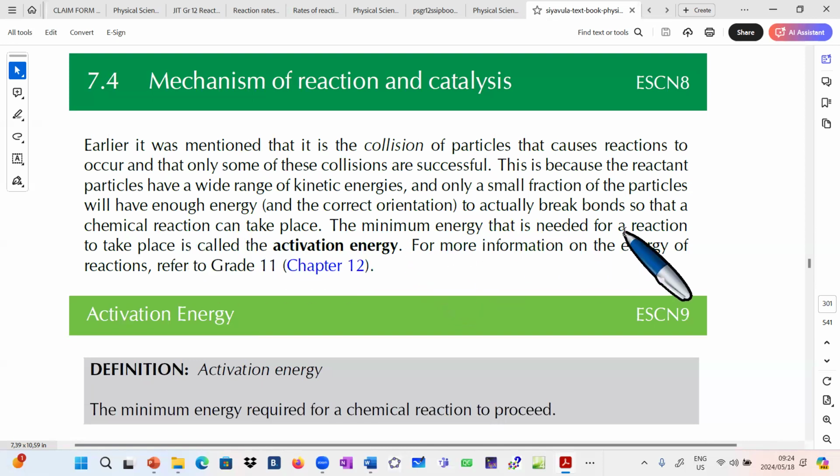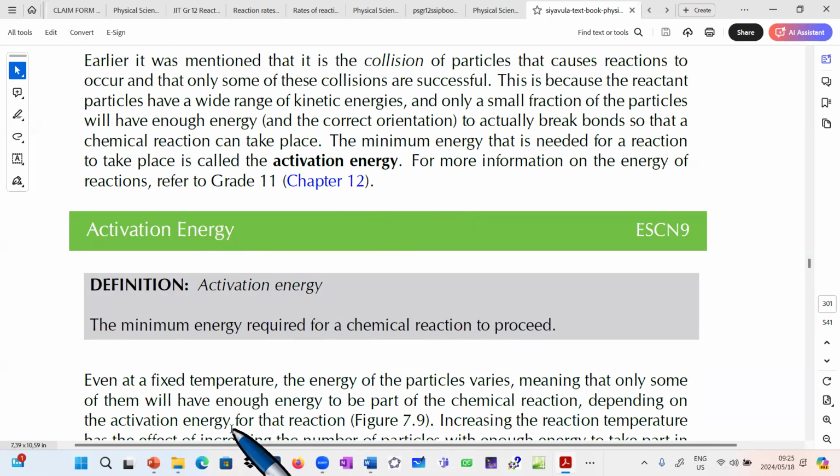The minimum energy that is needed for a reaction to take place is called the activation energy. For more information on reactions, this is done in grade 11. Let's discuss activation energy. By definition, activation energy is the minimum energy required for a chemical reaction to proceed.